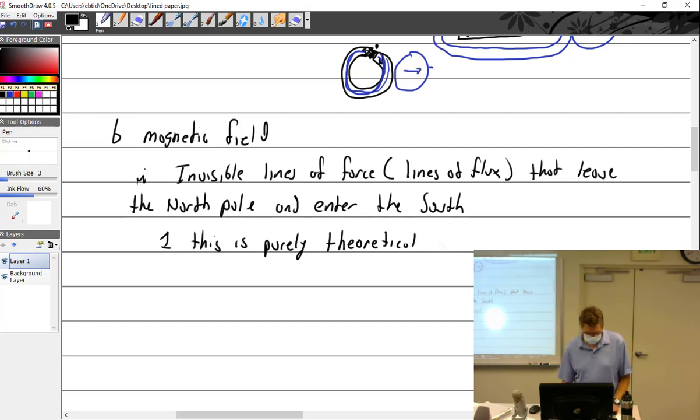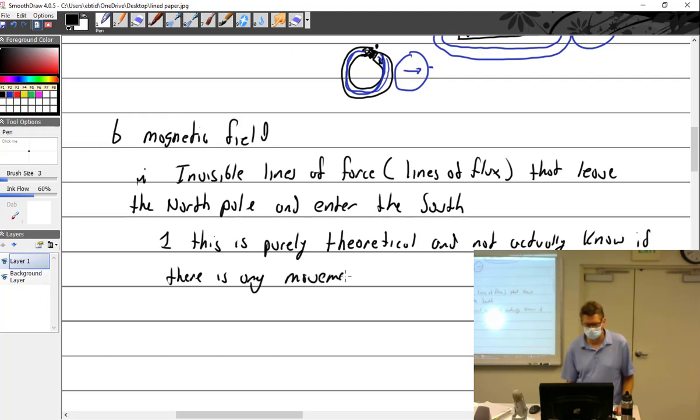This is purely theoretical and not actually known if there is any movement. Just in case you wanted to know.